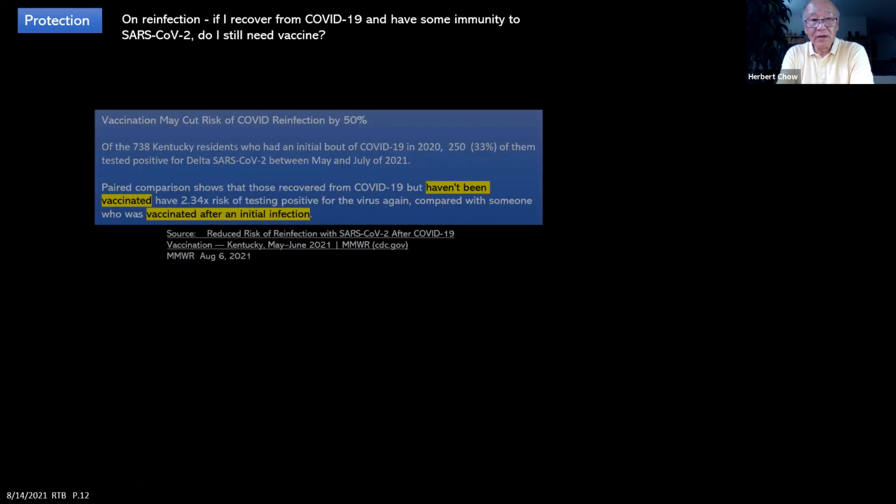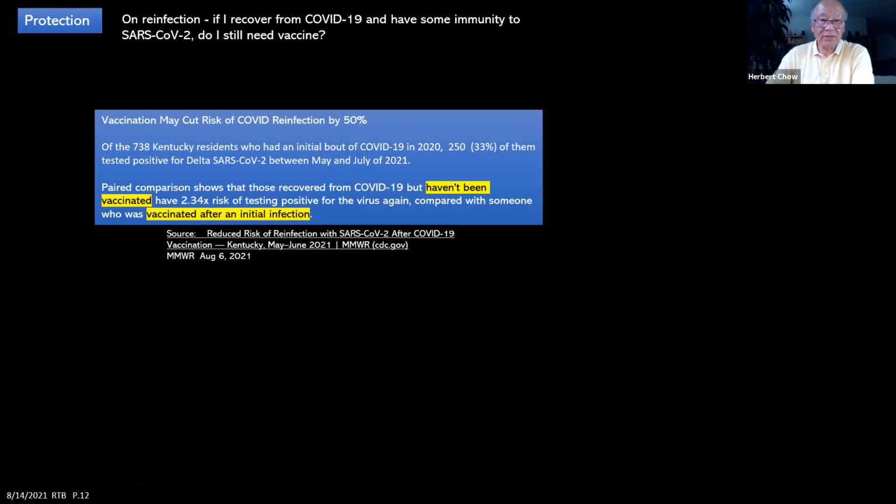So another question is on reinfections. Whether you are vaccinated or not, hopefully you don't get reinfections. And you said, if I recover from COVID and have some immunity in my blood, do I still need vaccines? So let's take a look at some of the data.